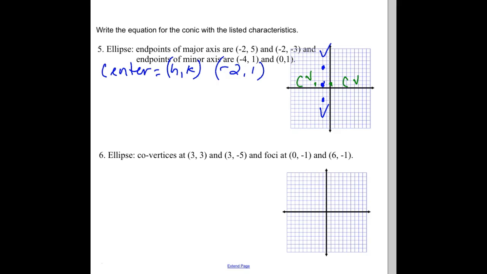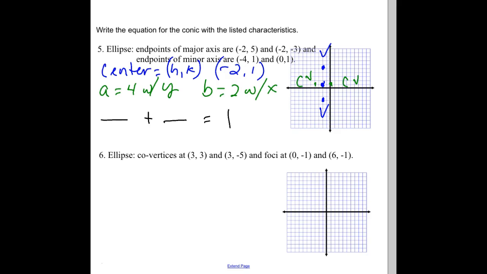All right, what do I need? I need A and B. Can I tell A from my picture? A is the distance from a center to a vertex. So how many spaces did I go from center to vertex? I went 4. And I went in which direction? Okay. And then from center to covertex is 2, which would be what letter in my equation? B. So we know B is 2, and this one moved in the x direction. So we really have everything we need to write our equation. All right.